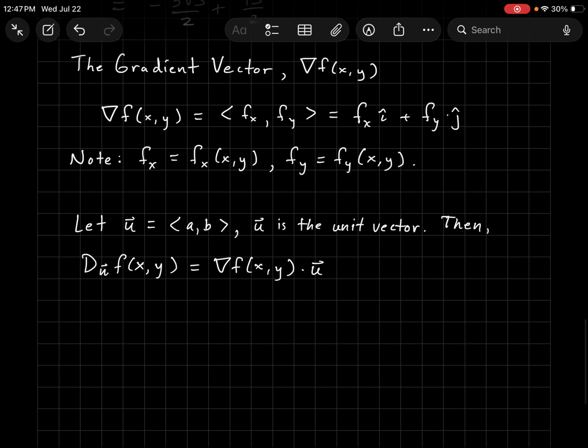Quick definition. The gradient vector has this notation right here. It looks like an upside down triangle of f of (x, y). And very specifically, the gradient vector is the vector of the partial derivatives with respect to x and y. And if I had another dimension, it'd then be comma, the partial of f with respect to z.